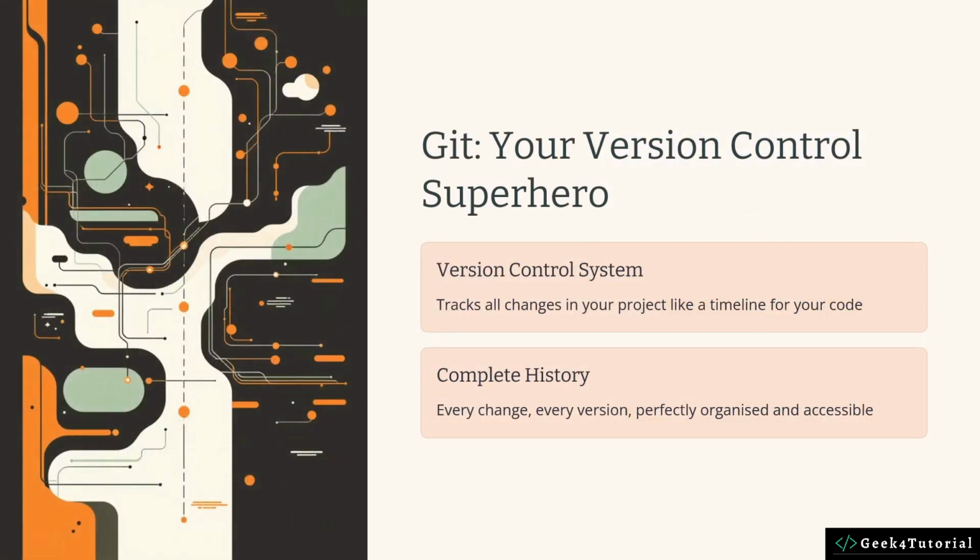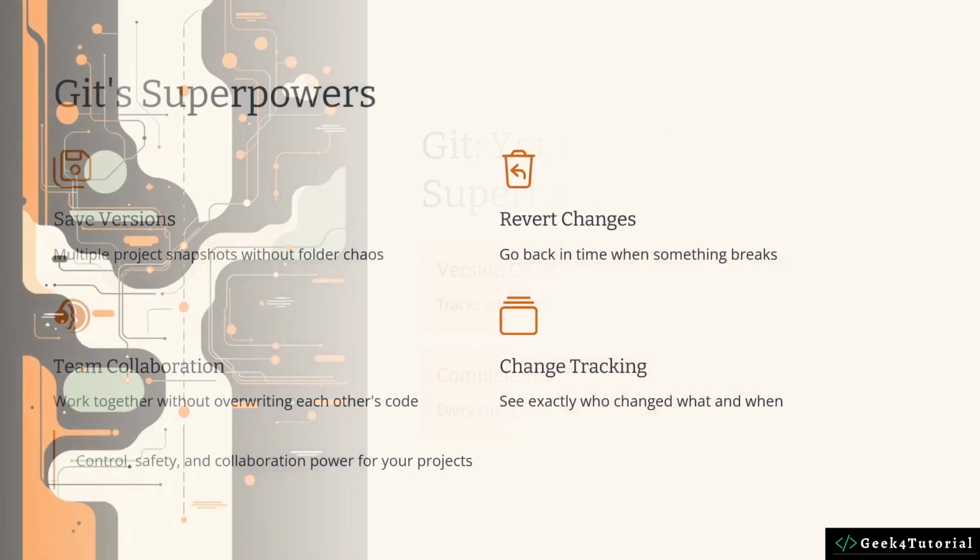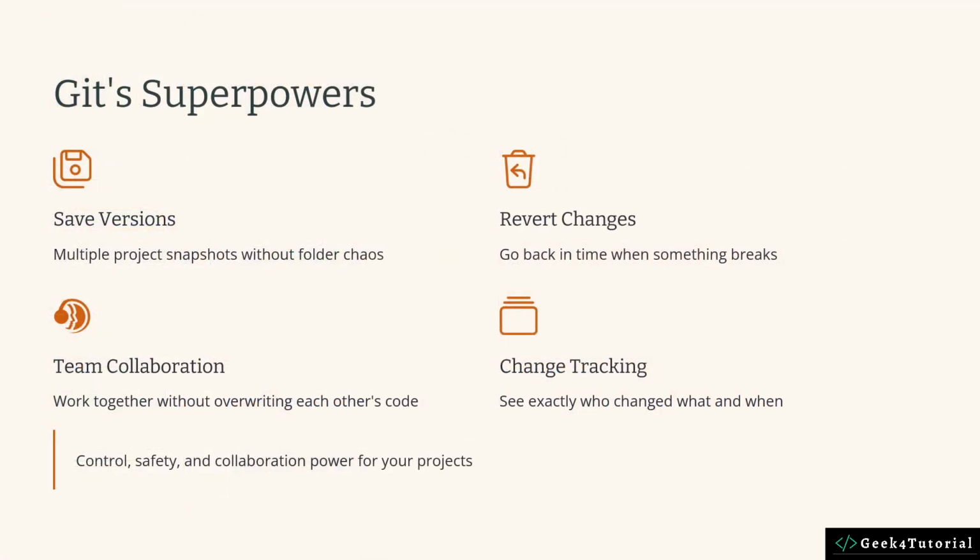And this is exactly where Git comes in. Git is a version control system. That simply means it helps you keep track of all the changes in your project, like a timeline for your code. So with Git, you can save different versions of your project, revert back if something breaks, work together as a team without overwriting each other's work, and clearly see who made changes, which changes, and when. In short, Git gives you control, safety, and collaboration power for your projects.